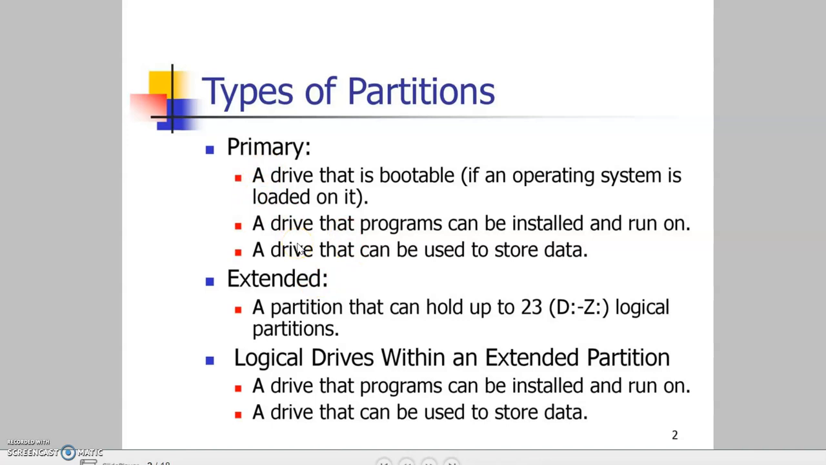So how many primary partitions can we make? Up to 4 primary partitions we can make. If we want to add a 5th partition, then it is not possible with primary partitions. So for that reason we have to extend with the help of an extended partition, a partition that can hold up to 23 logical partitions from D drive to Z drive. So you can make more than 4 partitions with the help of extended partitions.